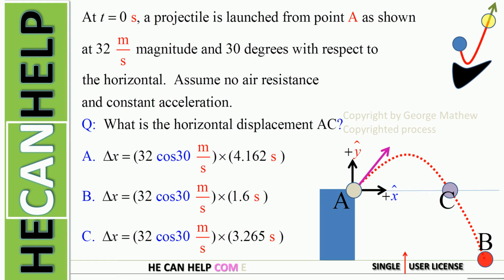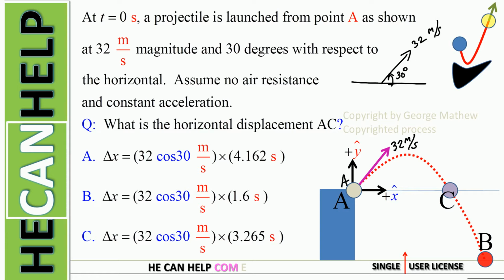At t equals 0 seconds, a projectile is launched from point A as shown at 32 meters per second magnitude and 30 degrees with respect to the horizontal. So here is your vector, 32 meters per second, and the angle with respect to the horizontal is 30 degrees. Assume no air resistance and constant acceleration.